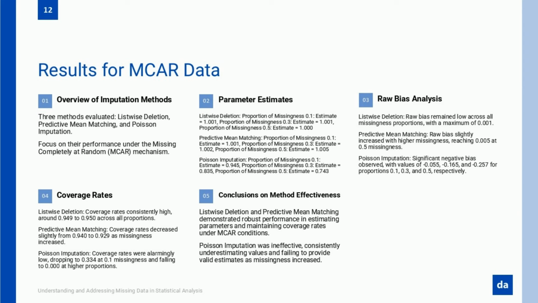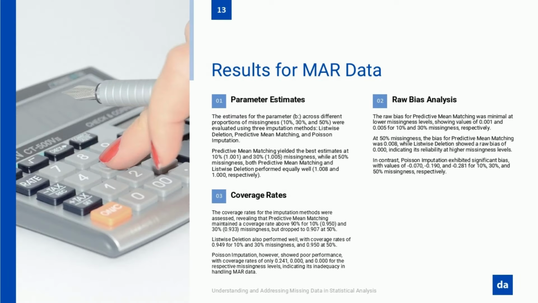In the end, listwise deletion and PMM emerge as the heroes of this data detective story, solving the case efficiently under MCAR conditions. However, Poisson imputation reminds us that even seasoned agents can falter when applied to the wrong context. Together, the investigation highlights the importance of choosing the right strategy based on the nature of the data and the patterns of missingness.